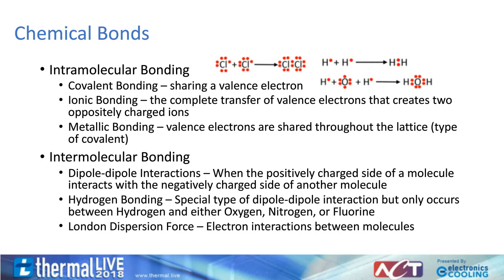This complete transfer creates 2 oppositely charged ions. A good example of an ionic bond is sodium chloride, or table salt, NaCl. In this intramolecular bond, the sodium atom freely gives up one of its valence electrons to the chlorine atom, who only needs that 1 electron to reach its stable octet. By doing so, sodium becomes a positively charged ion, and chlorine becomes a negatively charged ion.